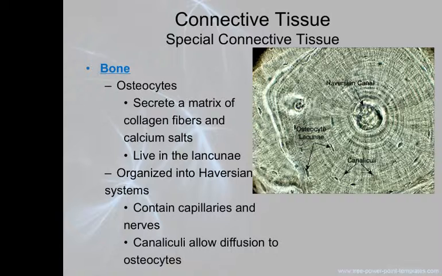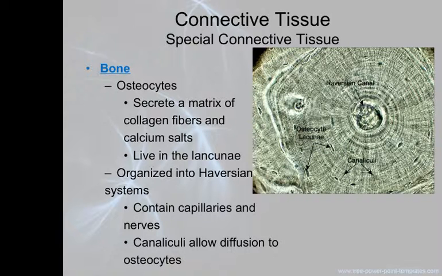Now, who would have thought that bone was a connective tissue? Well, bone cells, the osteocytes, are contained in a crystalline matrix, that is, the bone. There are some interesting characteristics of bone that you need to know. The osteocytes live in spaces called lacunae. We just heard that term.